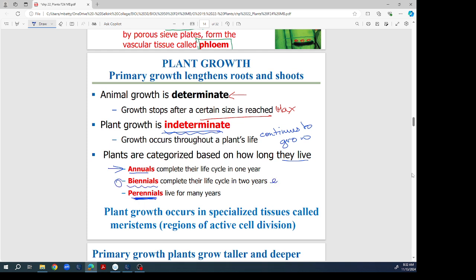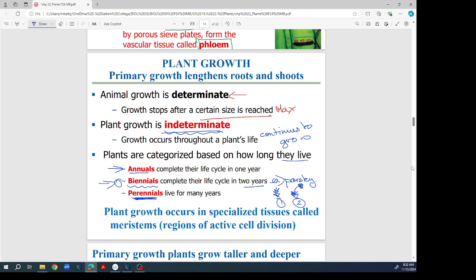So biennials, my example from my garden is parsley. Feverfew is also a plant that's a biennial. And so basically what happens with them is the first year the parsley grows up into the parsley plants that I cut and bring into the kitchen. The second year is when they are the parsley plants and then they flower. And so that is that biennial life cycle. So it takes 2 years for them to complete their life cycle.